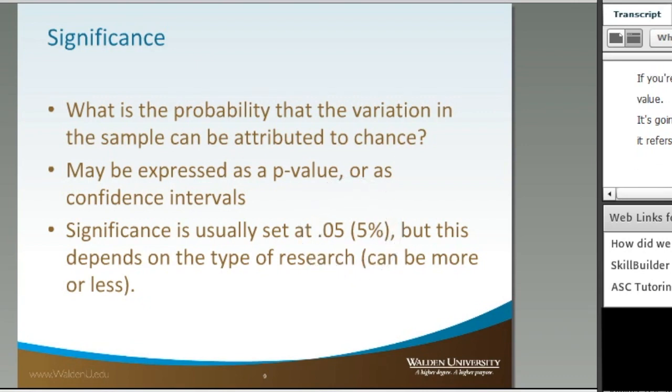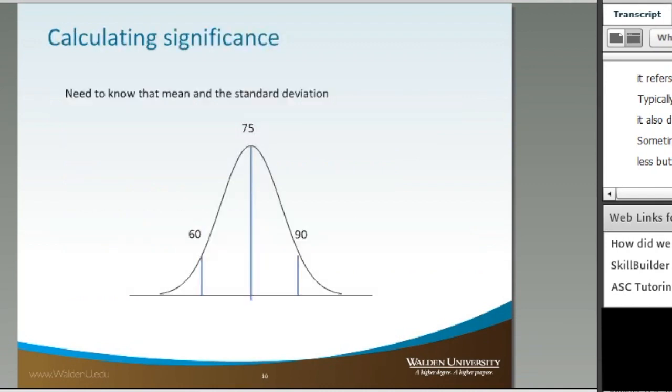Okay, but it also depends on the type of research that you're doing. Sometimes it could be a little bit more, sometimes it could be a little bit less. But typically it's 0.05, and that would be aligned also with a 95% confidence interval. I'll explain how both of those work. So here again is my example, and we're going to calculate the significance. We're basically going to run a t-test on my commute times, okay?